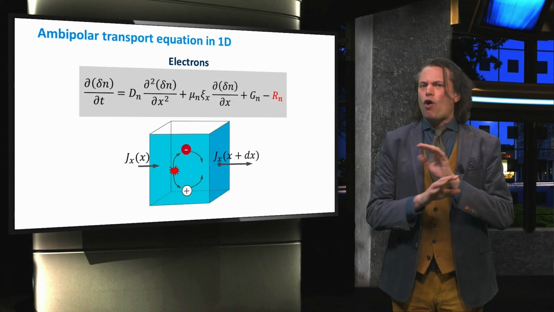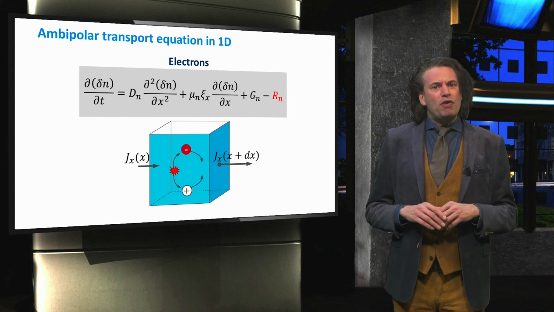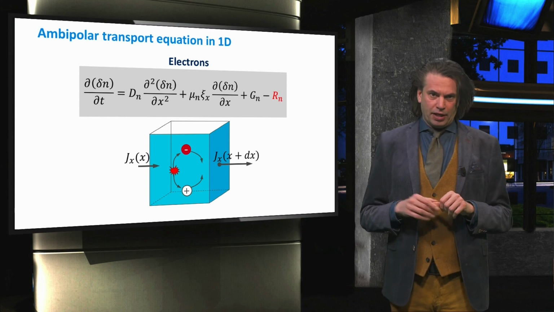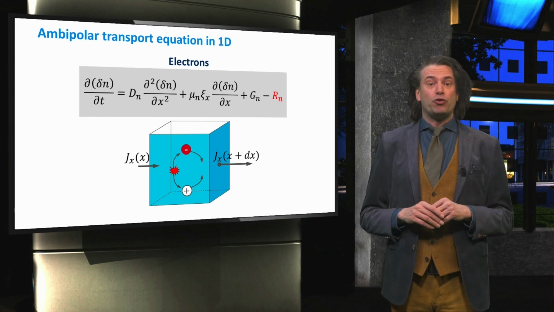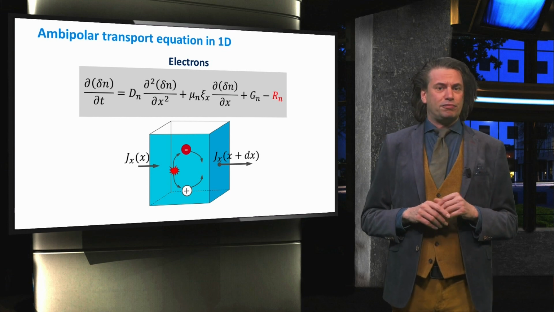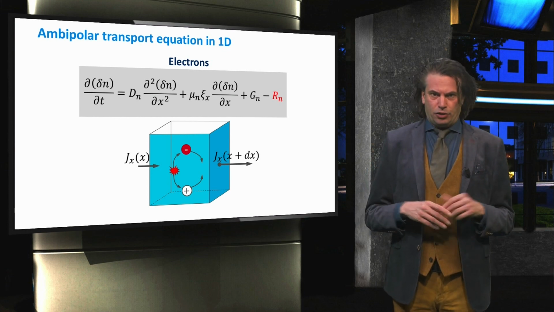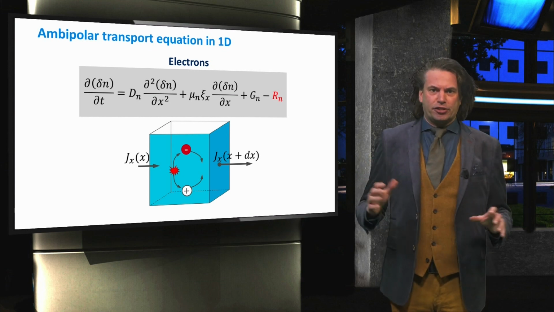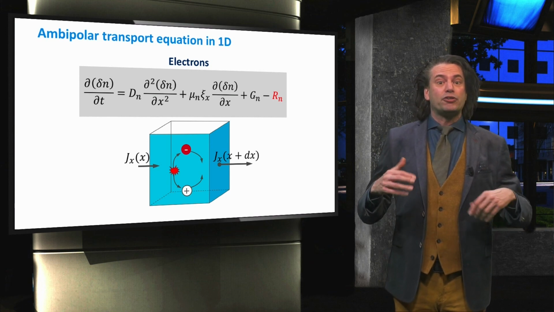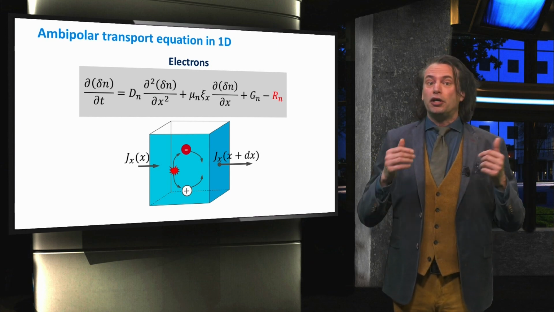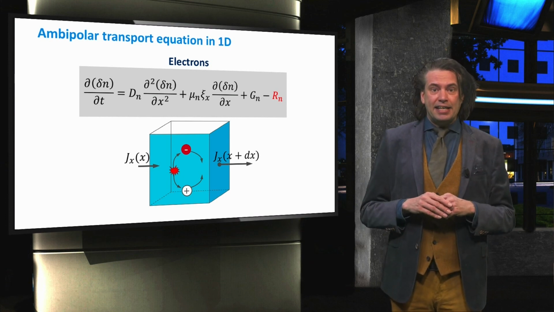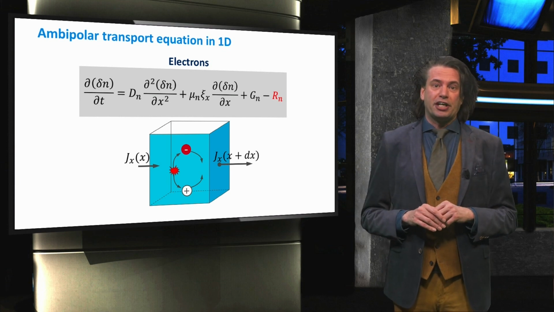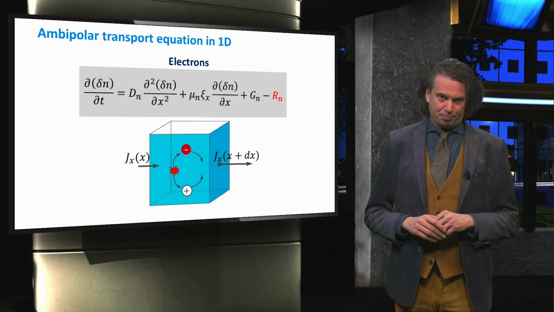To keep track of all the generation and recombination, we've introduced you to the ambipolar transport equation. In this slide, a volume element is shown of a semiconductor with sides of dx, dy and dz. The transport equation is in essence a way of bookkeeping of charge carriers. The equation describes how the electron density changes over time due to diffusion and drift in and out of this finite element, and due to generation and recombination inside this element.